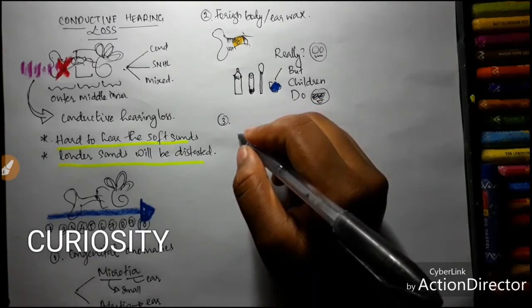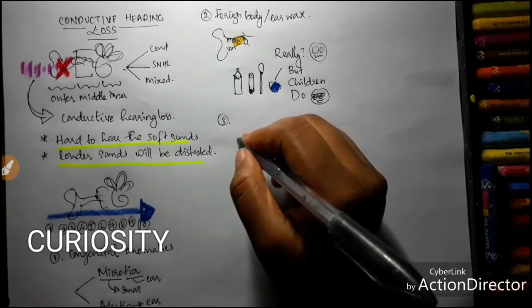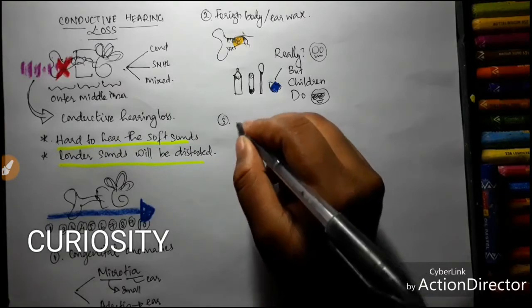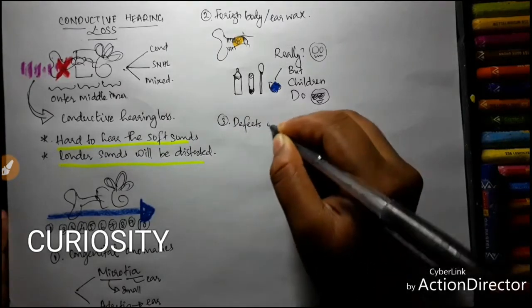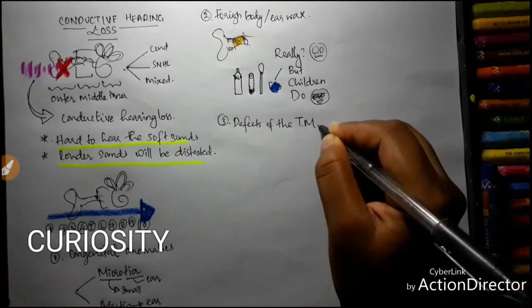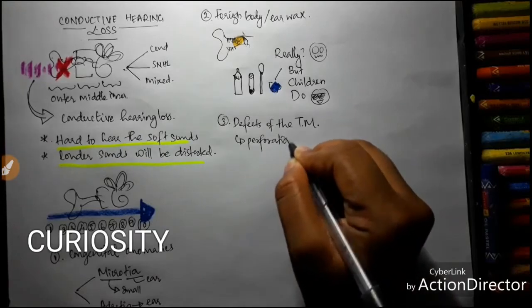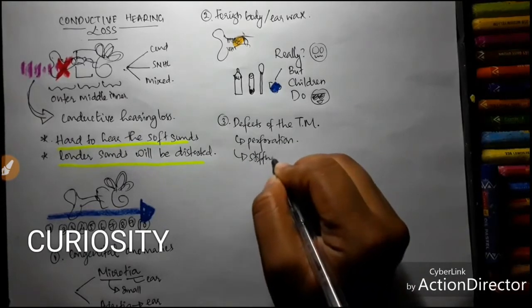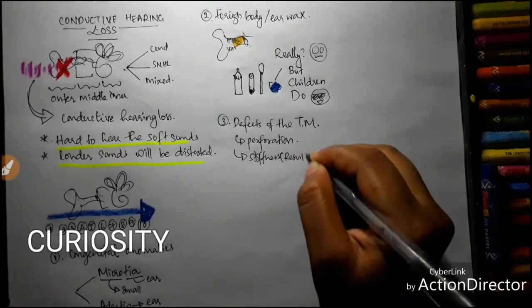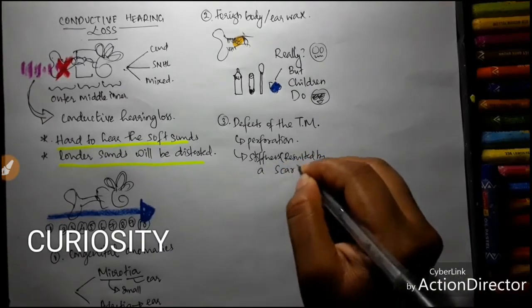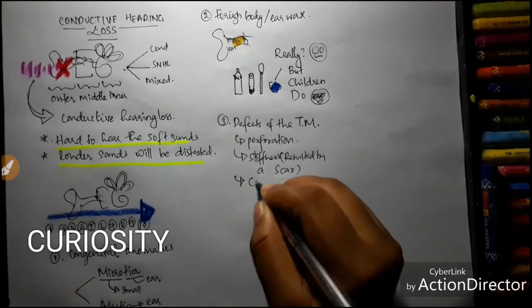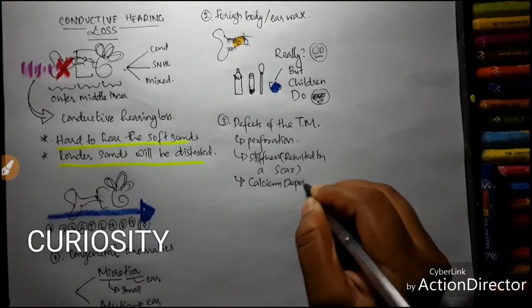Moving on to the third condition, defects of the TM, the tympanic membrane. It can be either perforation, or stiffness caused by a scar or congenital stiffness, or calcium depositions from other medical conditions.